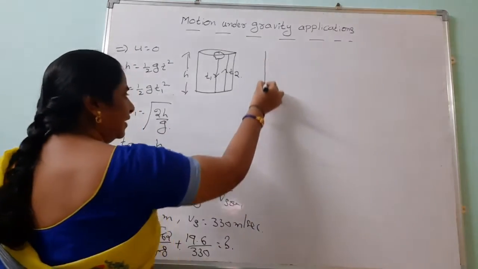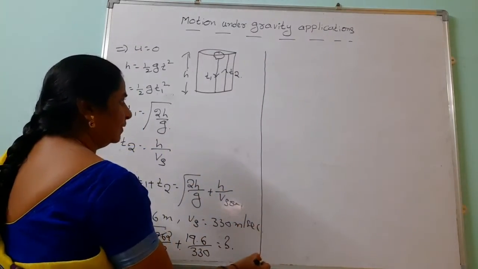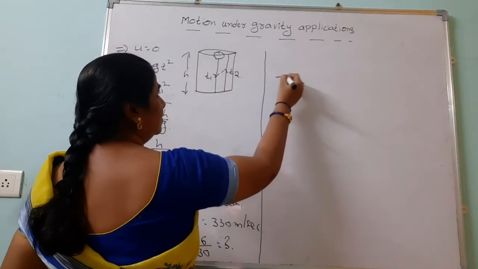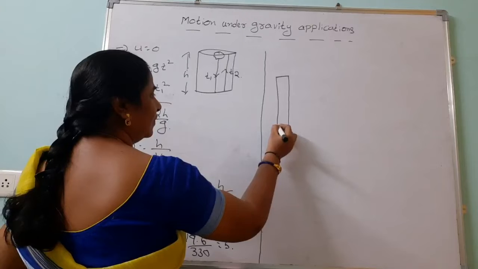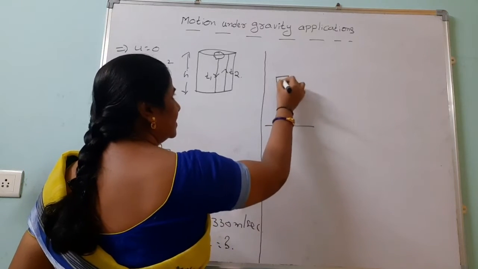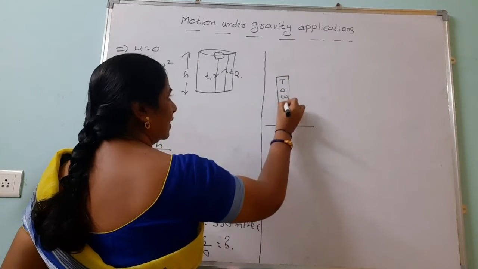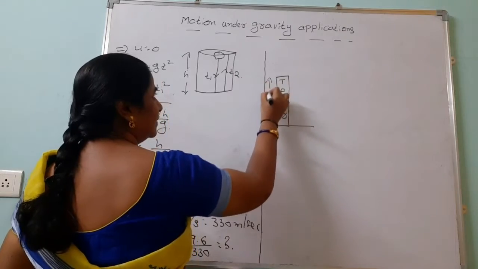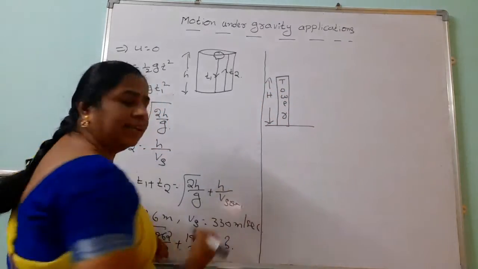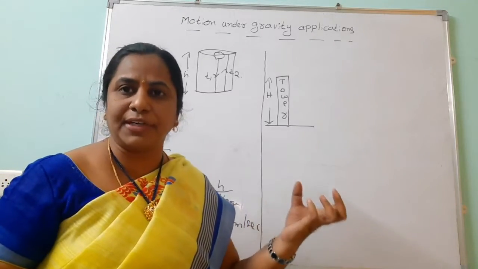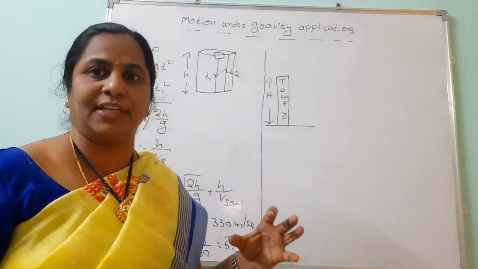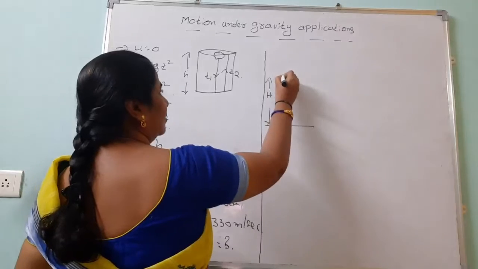One more application we are going to discuss here. This one we mostly use. The concept is that here one tower is there. The height of the tower is H. And the body is projected upwards from the top of the tower. So the body is going upwards.